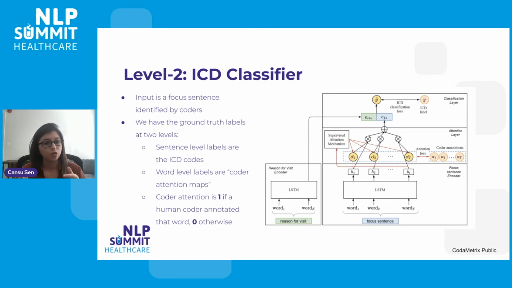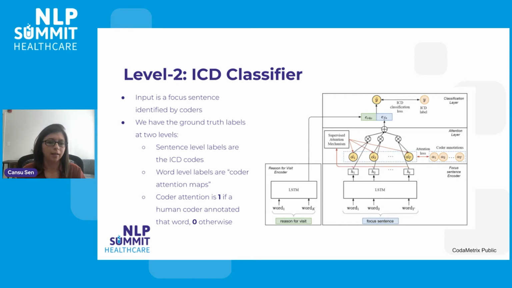On top of the attention layer, we have another layer called the classification layer. This is the layer where we use the actual ICD ground truth labels to facilitate learning. And if you have other information, like reason for visit, you can pass it through another subnetwork to encode it, and you can combine that information with your sentence level representations right before the classification layer.